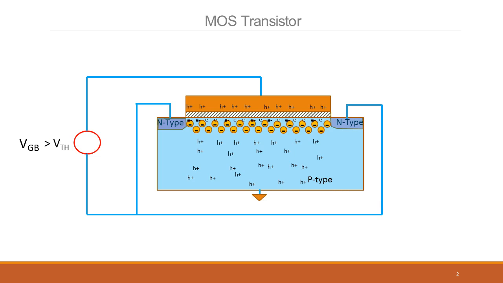The substrate is grounded, and you get a capacitor between these two terminals. Remember, the capacitor is between the gate and the n-type material which has been put here, and they are connected through this.